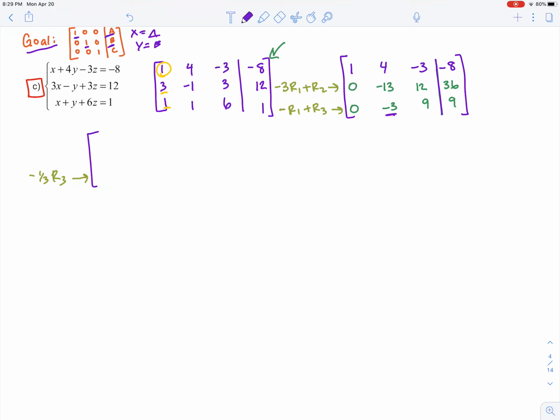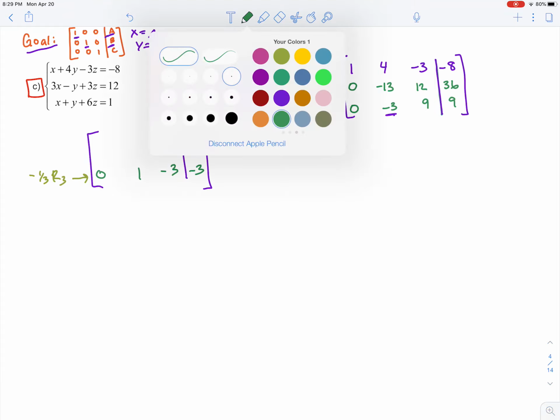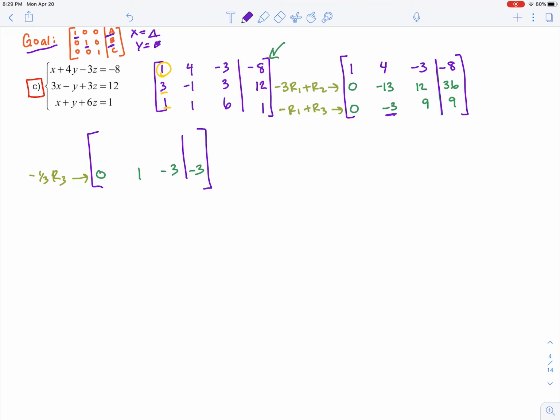For a lot of this, you kind of just have to try stuff and just see if it works. And sometimes you can get it done quickly in a few steps. Sometimes it takes forever. It just depends on the problem. Okay, so -1/3 times row 3, I get 0, 1, -3, -3. So I'm not changing row 1 or row 2, so I'm going to just write those in.